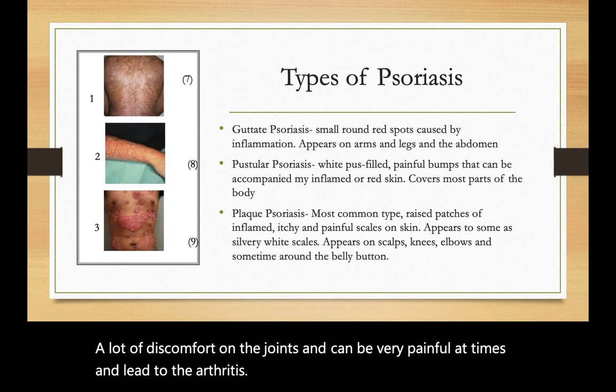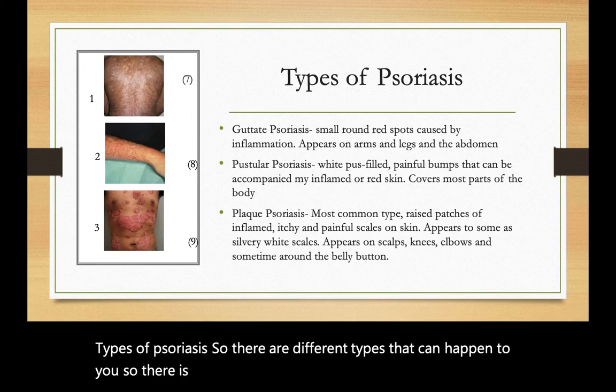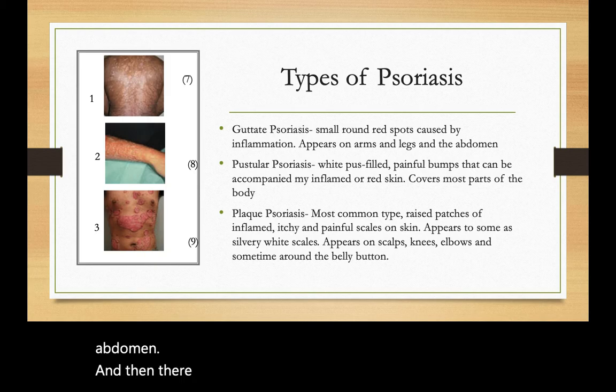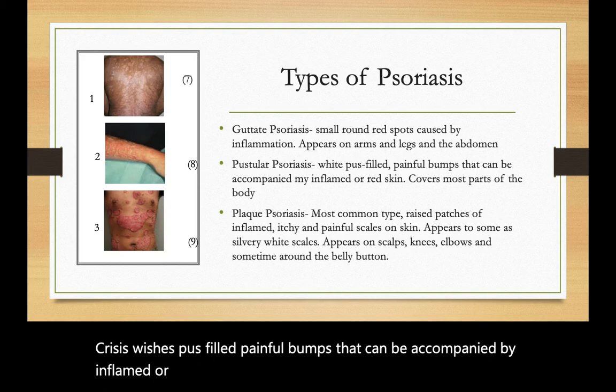Types of psoriasis. So there are different types that can happen to you. So there is guttate psoriasis, so that's small round red spots caused by inflammation that appears on arms and legs and the abdomen. And then there is pustular psoriasis, which is pus-filled, painful bumps that can be accompanied by inflamed or red skin. And this one covers most parts of the body.